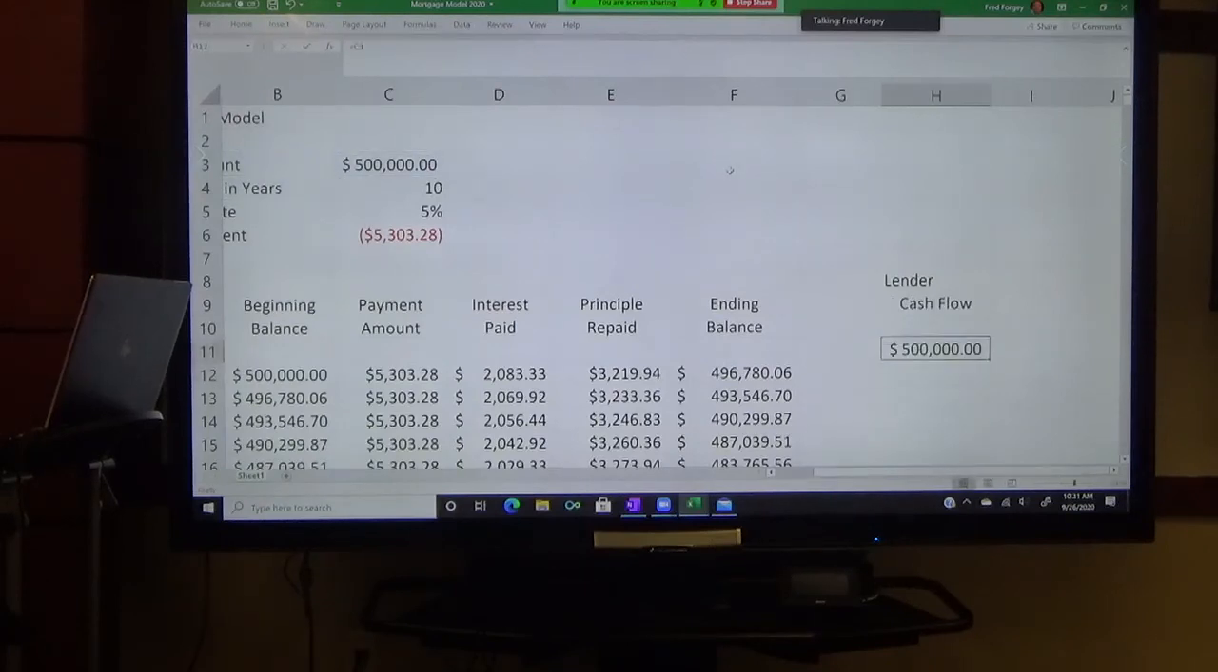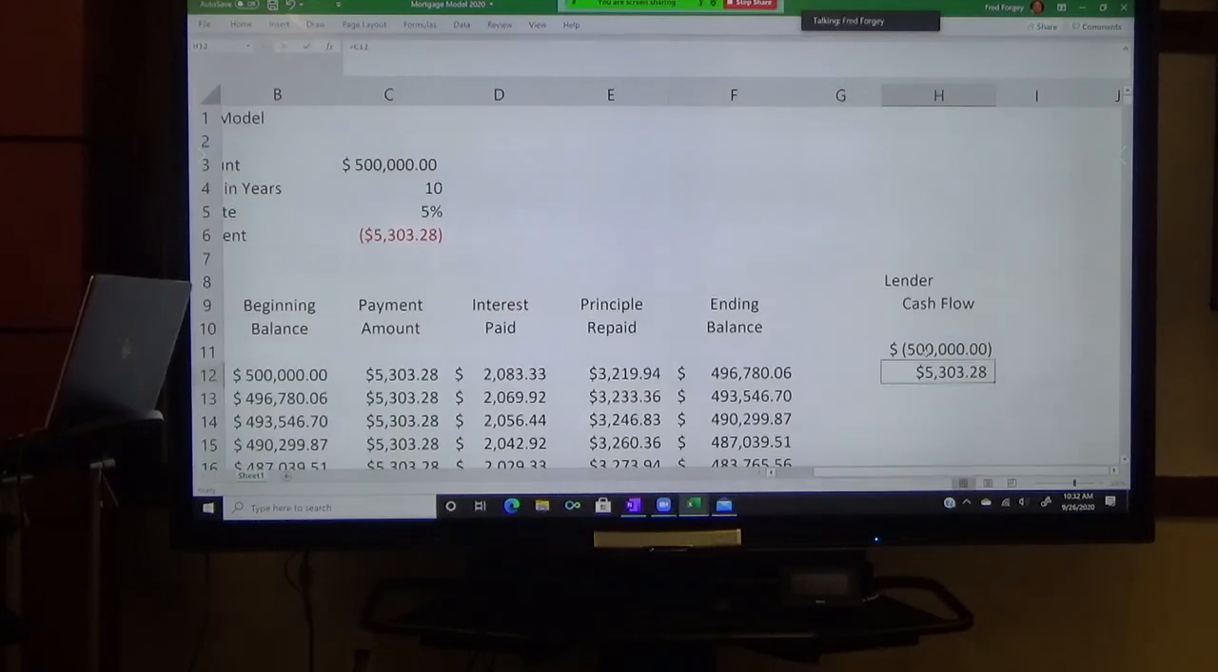Okay? But since this is lender cash flow, that dispersal is going to be a negative. So we're just going to simply make it equal negative C3. Okay? And then what cash flow are they going to be receiving each month? The payment. Okay? Without making any adjustments to it. So we're going to simply say equal over here to the payment. All right?